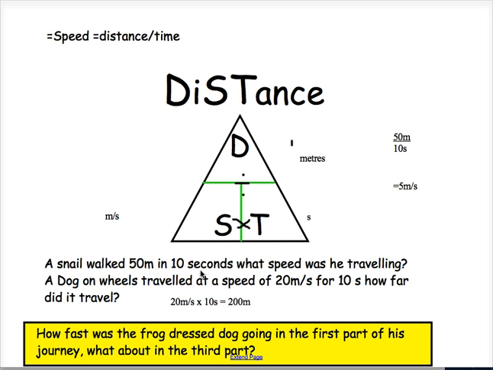A snail walking 50 metres in 10 seconds. So 50 metres goes at the top, 10 seconds goes at the bottom. So it's 50 divided by 10 equals 5 metres per second. A very speedy snail at that.